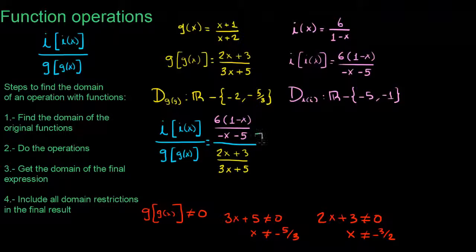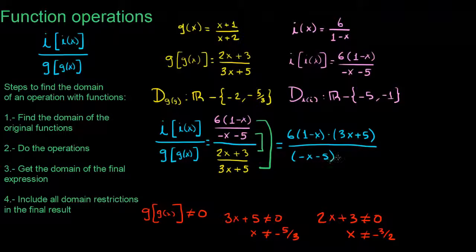In order to do them, here we have to use the super famous sandwich law, and we get 6 times (1 minus x), all times (3 times x plus 5), all over negative x minus 5 times (2 times x plus 3).